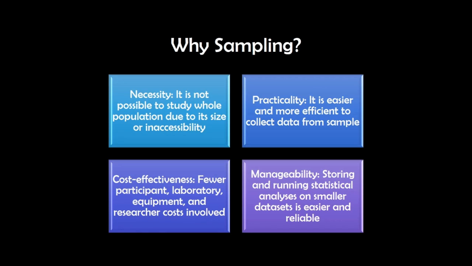Okay, so why do we need to do sampling? First of all, because of necessity. It is not possible to study the whole population due to its size and inaccessibility. Practicality: it is easier and more efficient to collect data from a sample. The third one is cost effectiveness, basically due to fewer participants, lab equipment, and researcher costs. And then it is manageability. Storing and running statistical analysis on smaller data sets is easier and more reliable.